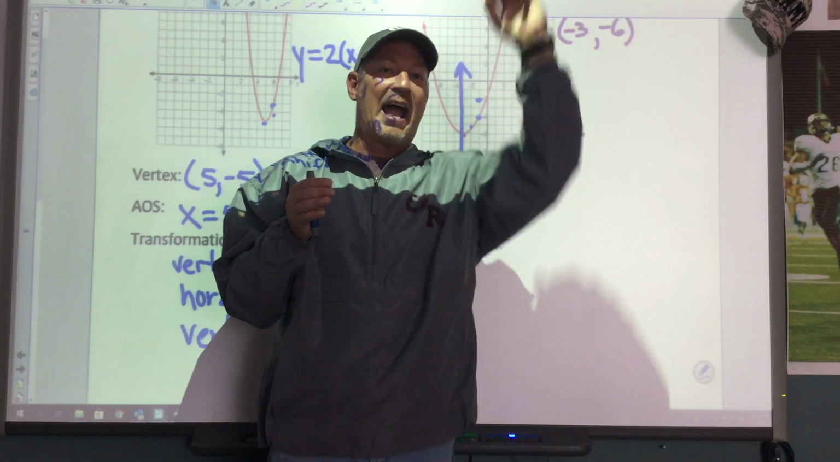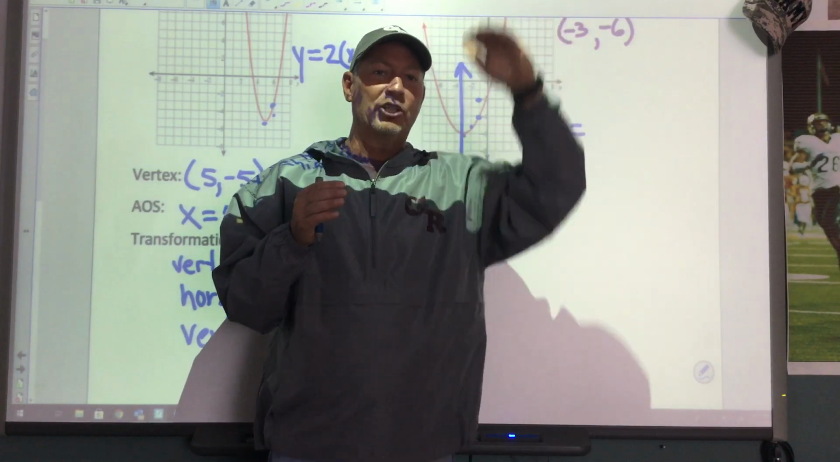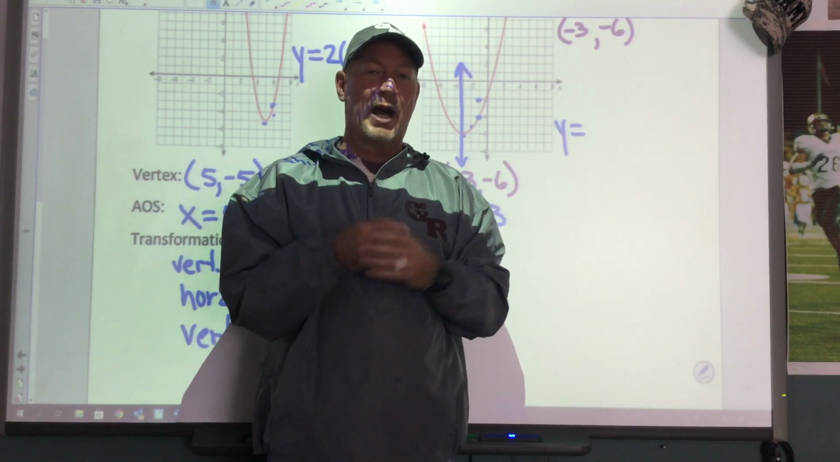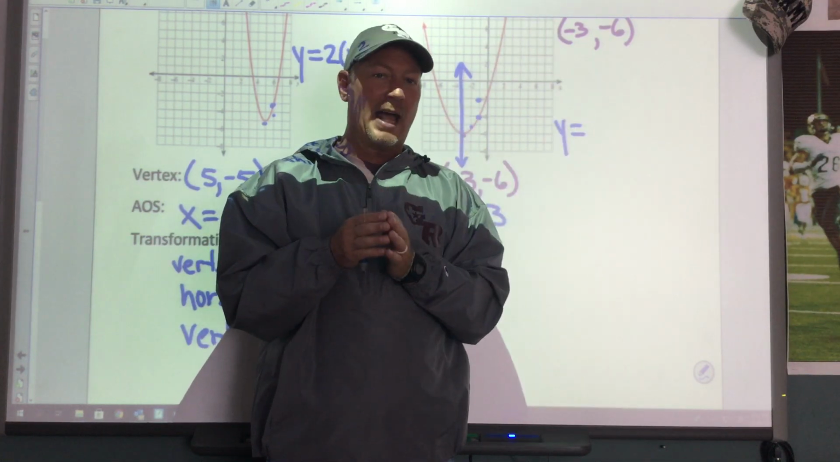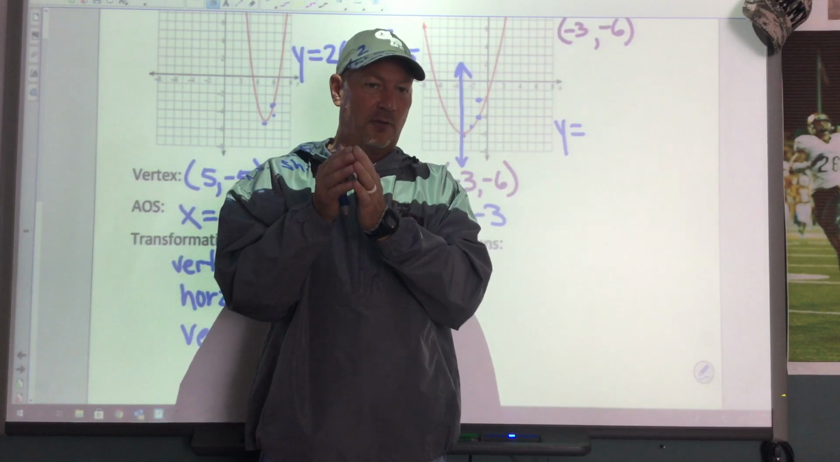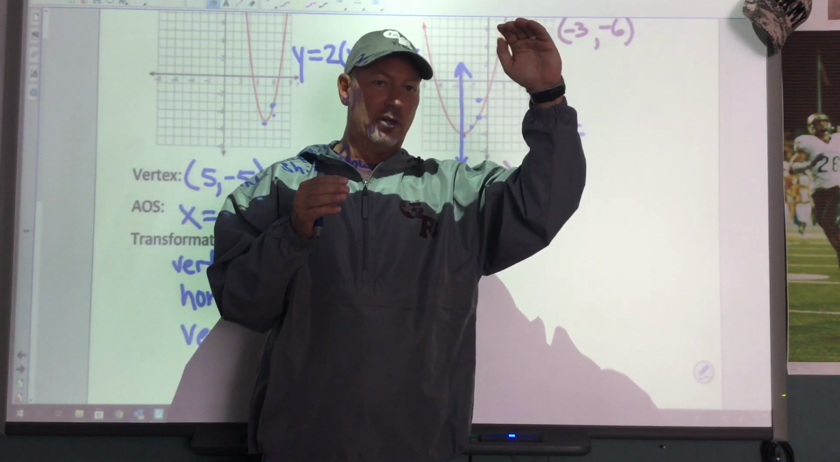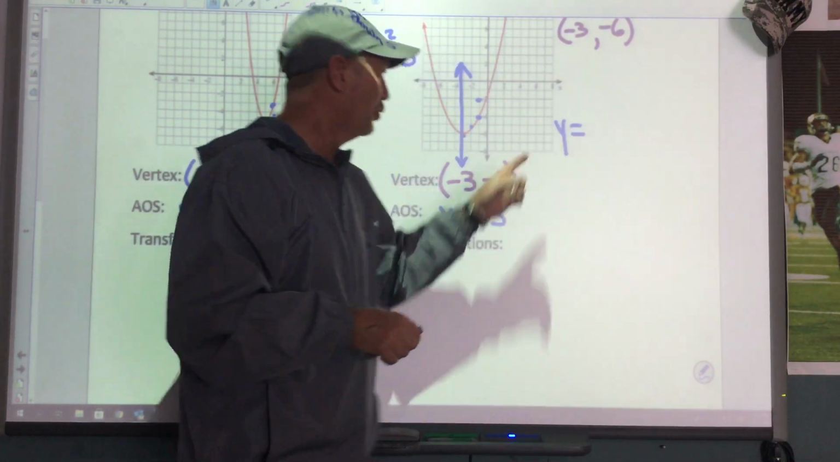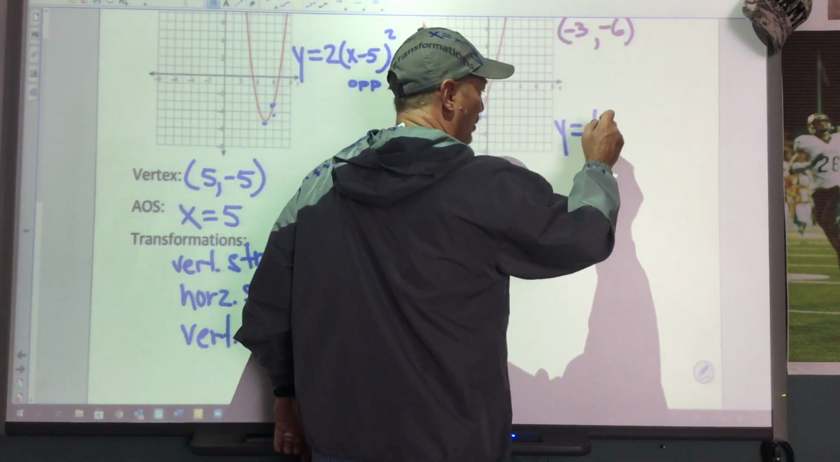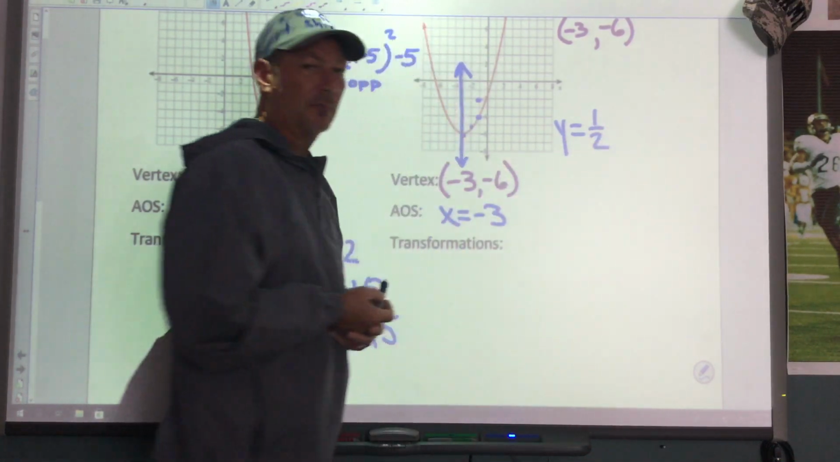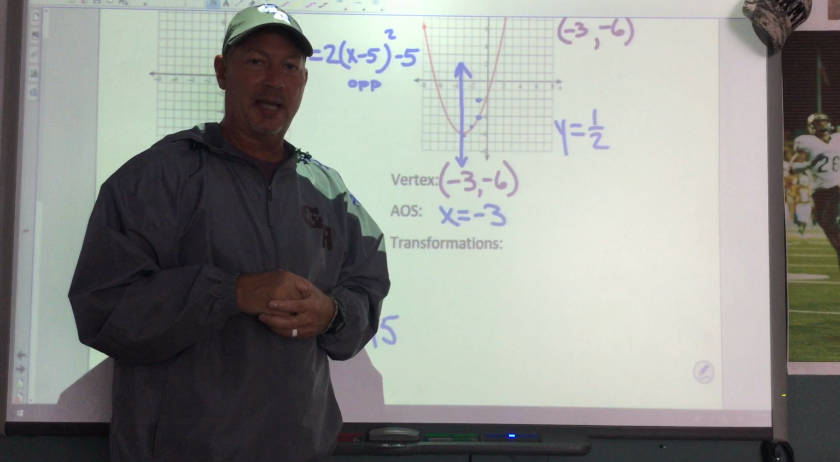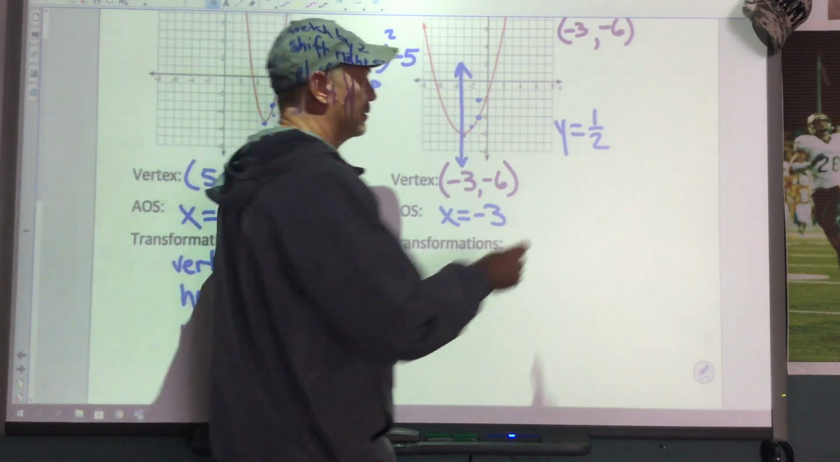And 2 is half of 4. It's half of what it should normally be. So I don't have a stretch, but what I have is a vertical compression, because instead of going 2, 4, I went to 2, 2. Half of what the normal should be. So you're going to tell me that I have a vertical compression by 1/2. And then now we put in the vertex. Go back to your vertex.